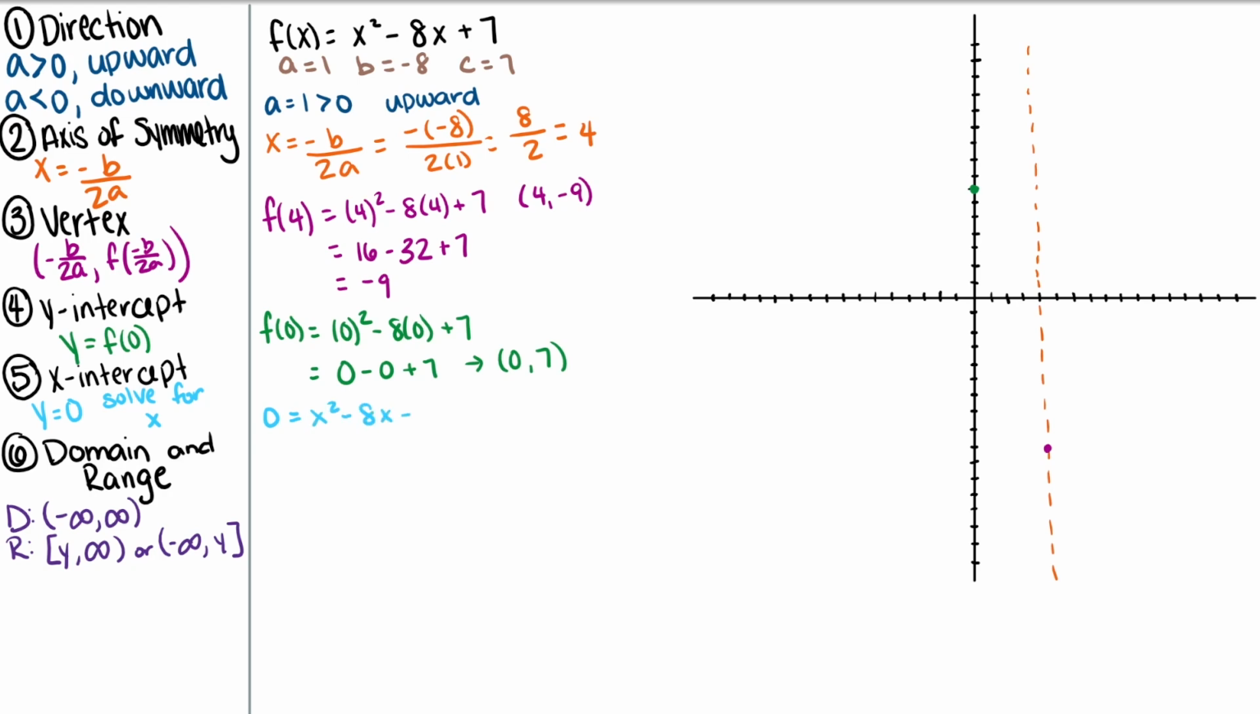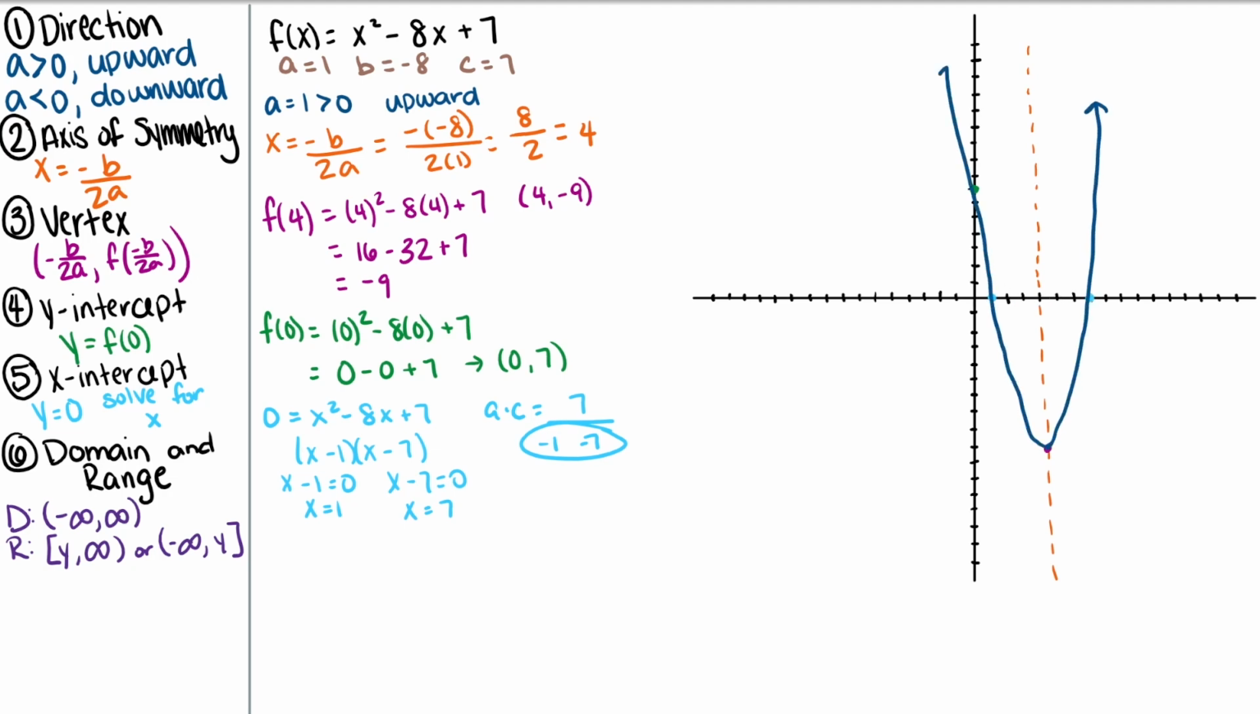For our x-intercepts, again, we'll factor. So a times c is 7. The only factors of 7 are 1 and 7, and they would both be negative. So we would have x minus 1 times x minus 7. Setting each of these equal to 0, we get x equals 1 and x equals 7, so we have intercepts at 1 and 7. Now, using all of these things, we can graph our parabola.